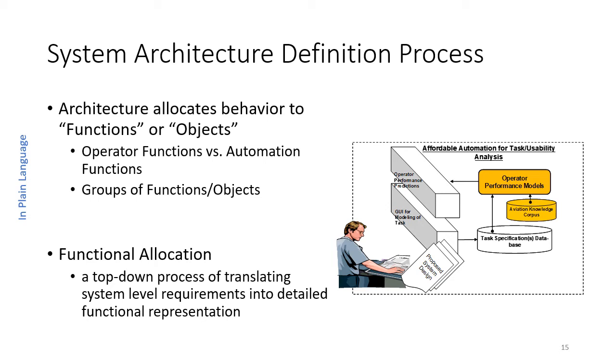And then within the automation, there are going to be functions that are performed by the automation, and those need to be allocated. The process for doing this is a really fascinating process, and one of the ways that it's known is functional allocation, and that is a top-down process for translating system-level requirements into a detailed functional representation. And again, it's a fascinating topic and more than we can cover in this short video.